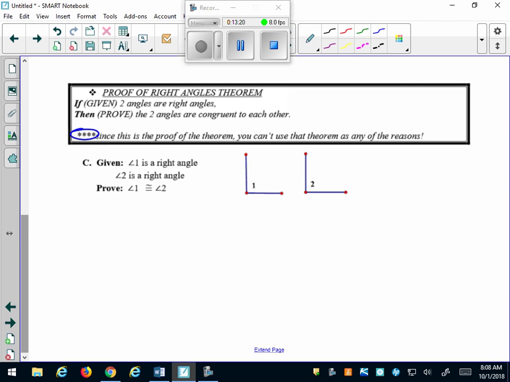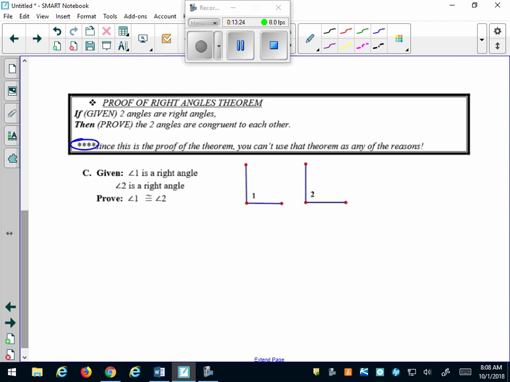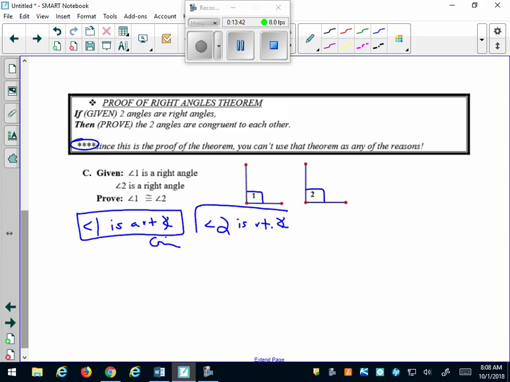Remember, the hypothesis becomes our given, right? If two angles are right angles. So our given is angle 1 is a right angle, and angle 2 is a right angle. So we can mark our diagram here. Angle 1 is a right angle. That's given. Angle 2 is a right angle. And that's given.